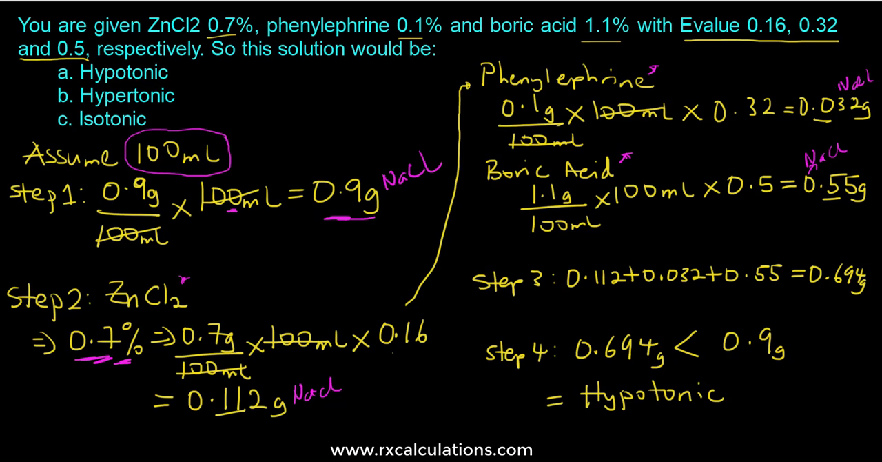And then once you're done, you need to sum it all up. And then you compare the value you get in step three with the value that you had in step one. Our quantity was 0.694, which is less than 0.9. So that means we have a hypotonic solution. Okay. So that's how you approach this question.